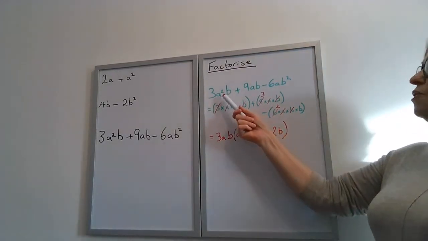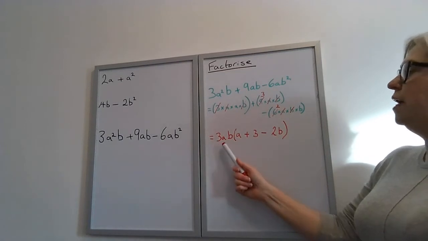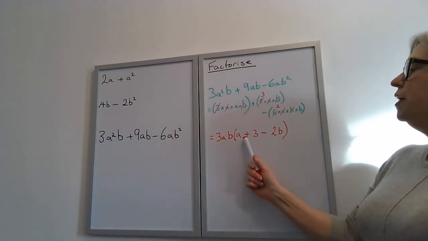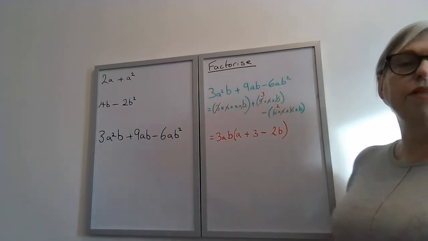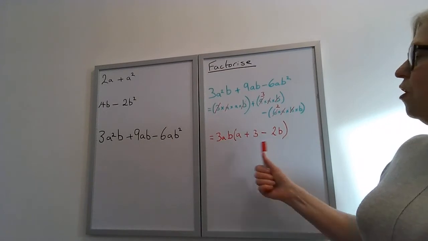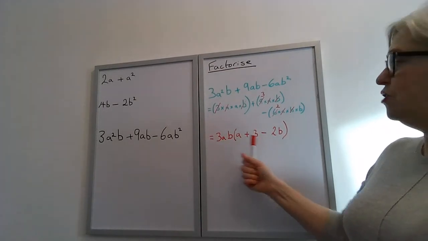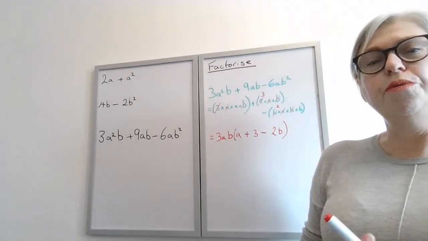So to factorise 3a squared b plus 9ab minus 6ab squared, we get 3ab, open brackets, a plus 3 minus 2b, close brackets. Okay, now that's factorisation where we've only got one set of brackets when we factorise, not 2 sets. That's a little bit more complicated, and I'll do a different video on that one.